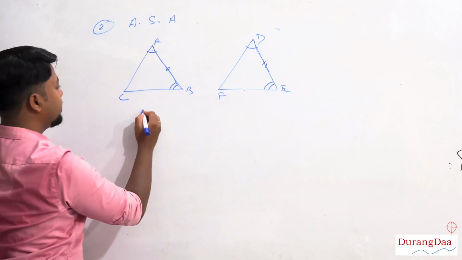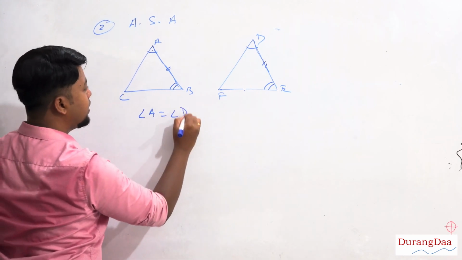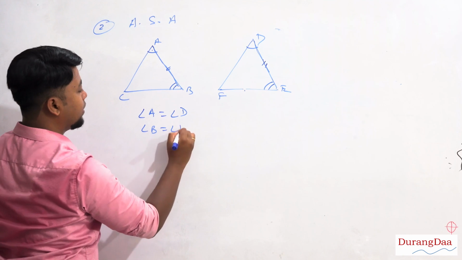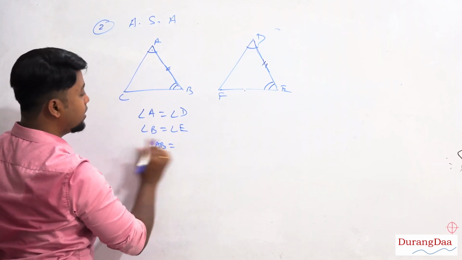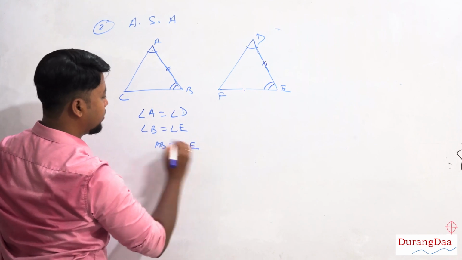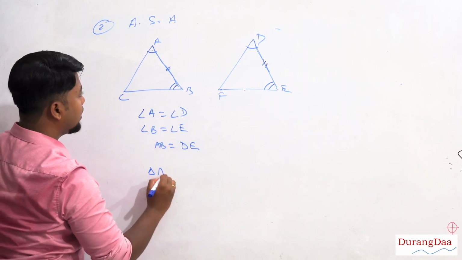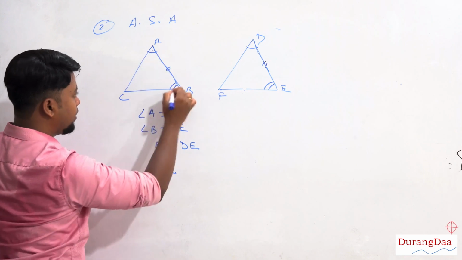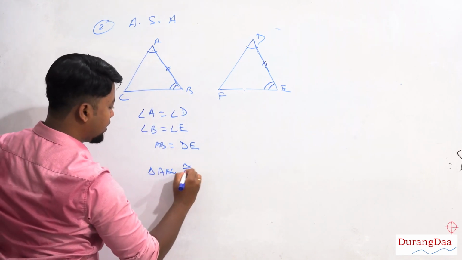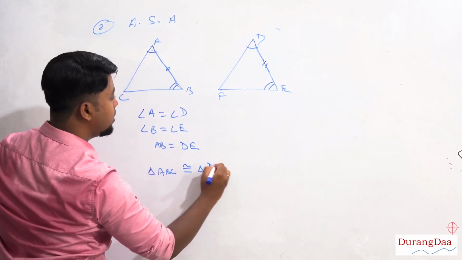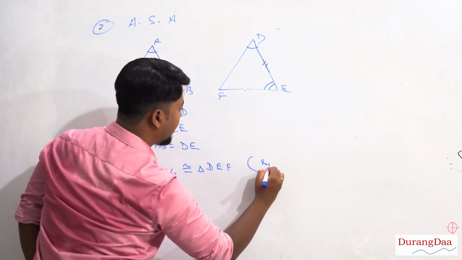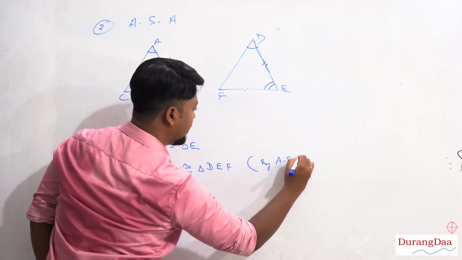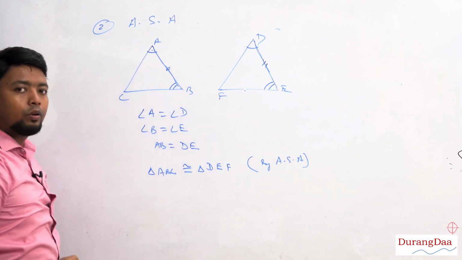So, I can just write it here, angle A is equal to angle D, angle B is equal to angle E, side AB is equal to DE. So, clearly here triangle ABC, see the order ABC, is congruent to triangle DEF. In brackets you write by angle, side, angle postulate. No problems here?